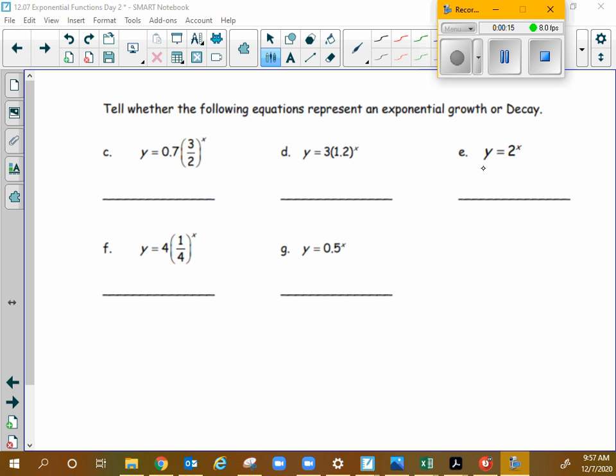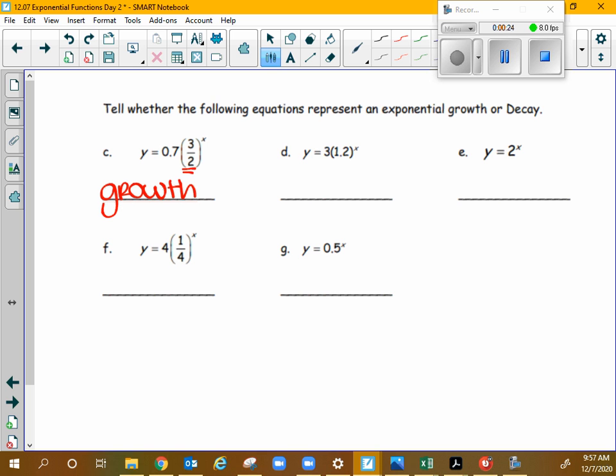Okay, letter C, is that growth or decay? Growth. Why? Good. The second value is our growth or decay factor, and since it's larger than 1, it's growth. Letter D. Growth. Letter E. Growth. Okay.